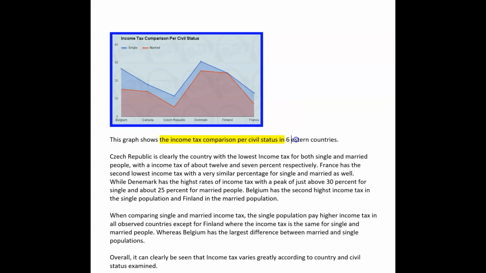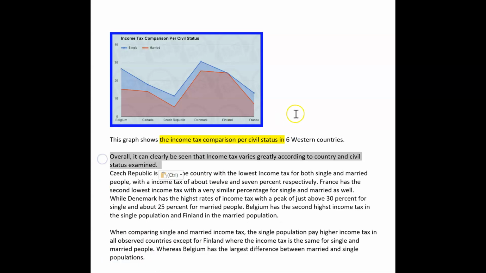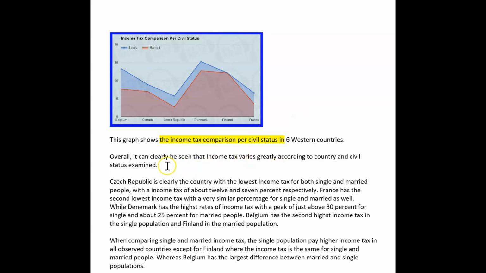6 Western countries, capital W. I like having this up here, personally. Doesn't really matter, but I like having it there. Income tax varies greatly according to country and civil status examined. Okay, that's fine. You could make that a bit longer and give me the highs and the lows. Czech Republic is clearly the country with the lowest income tax for both single and married people, with a tax level, or tax rate. You don't repeat all the time. Think of paraphrasing. About 12%.